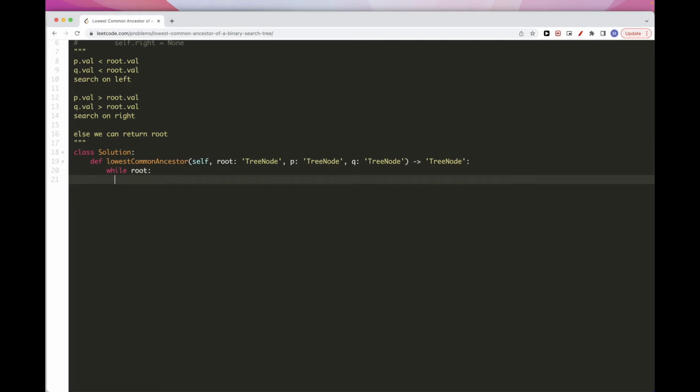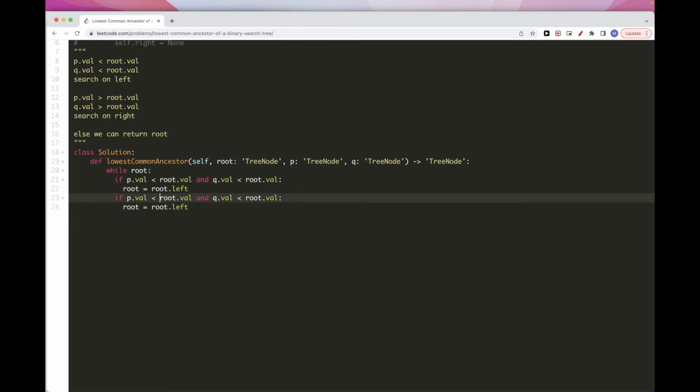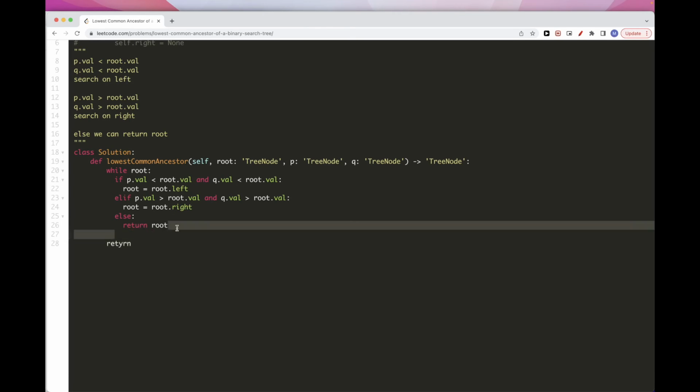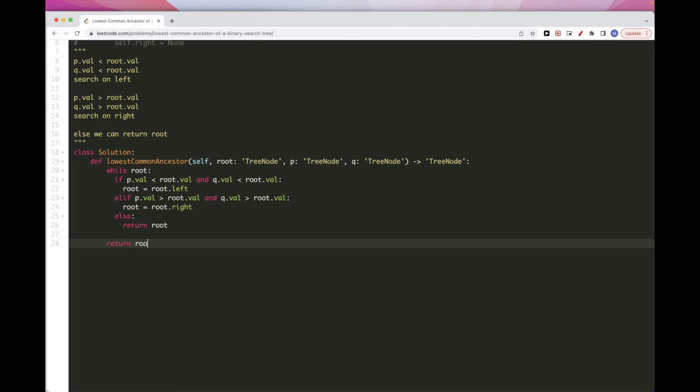So that's the idea that we are going to implement here. While root, we can check if both are smaller than the value. Then we need to go left, which means we assign root equals root.left. Otherwise, if both are bigger, so let's change the sign here, then we need to go right. Otherwise, that means we found the first one where the root is right in between both, so it's the LCA and we return it. When we exit and didn't find it, we will have None, so we can return None or the root here. And that's pretty much it.